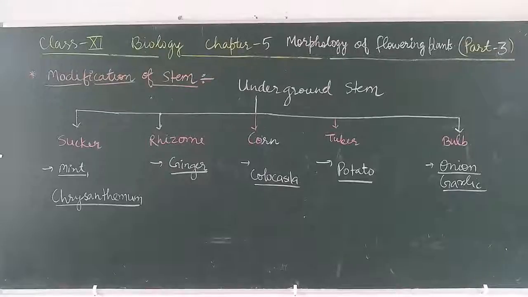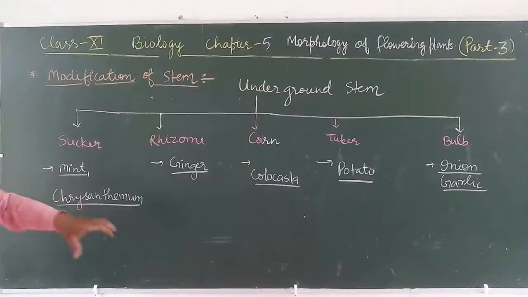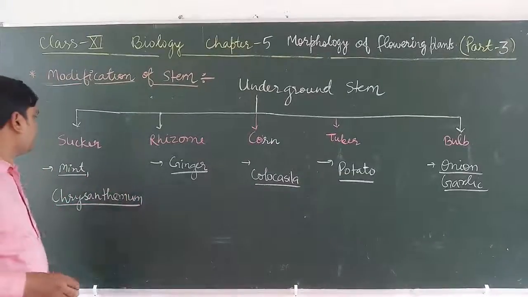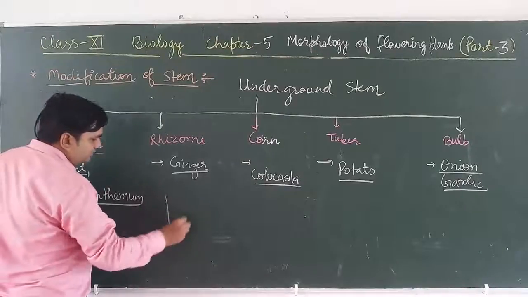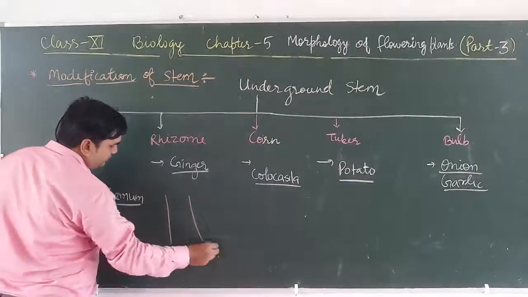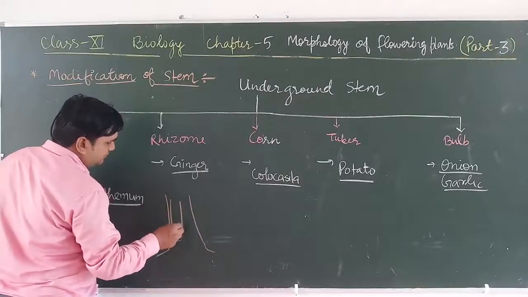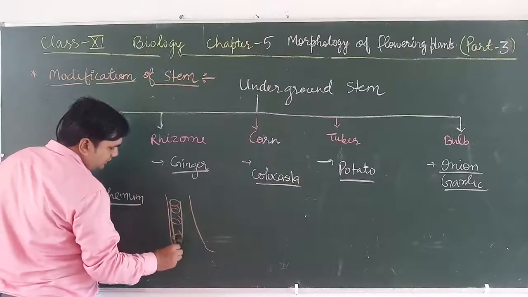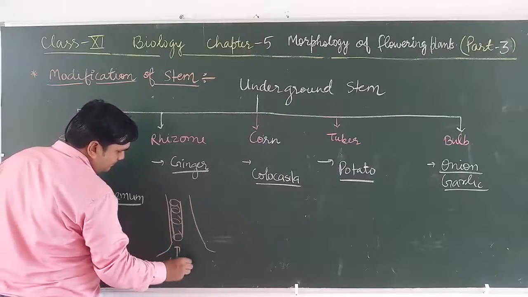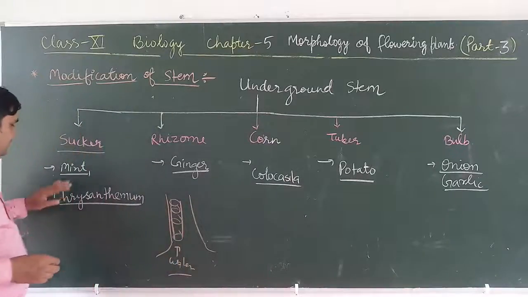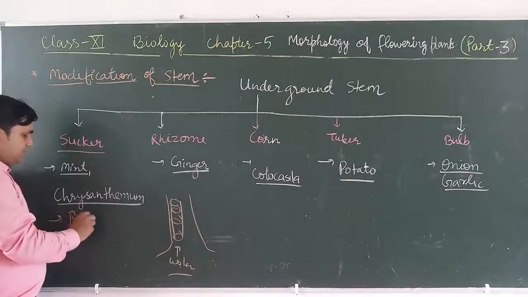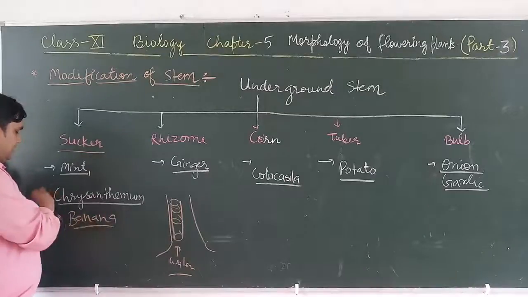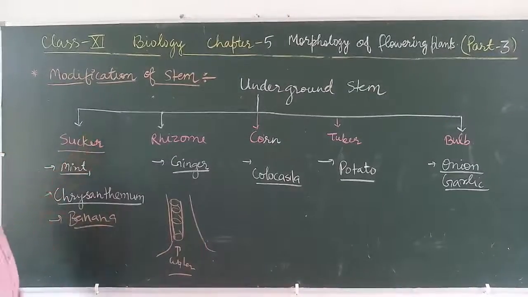Here are some modifications of the underground stem: how it is modified and what form is present. It forms suckers, which take up water from around, for example in the mint plant, chrysanthemum, and also in the banana plant.